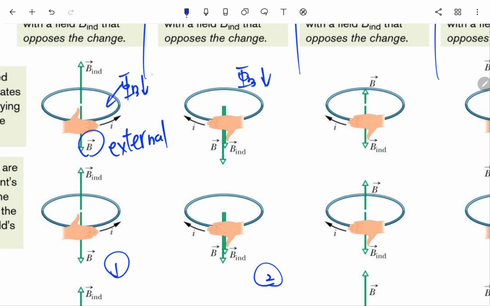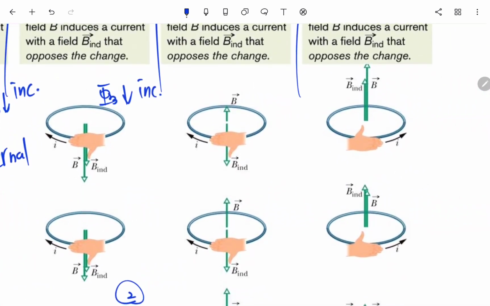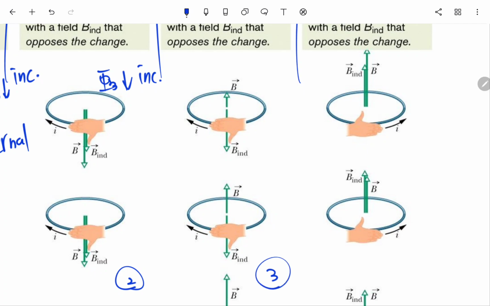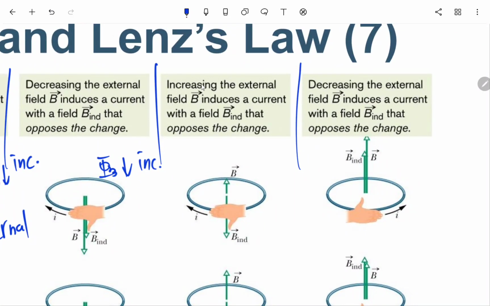So this is phi B pointing downward and decreasing. Okay, so for the third case, here we have the increasing external B field. So this time, this B field is actually pointing upward. Okay, so this phi B is pointing upward, and this B field is increasing.